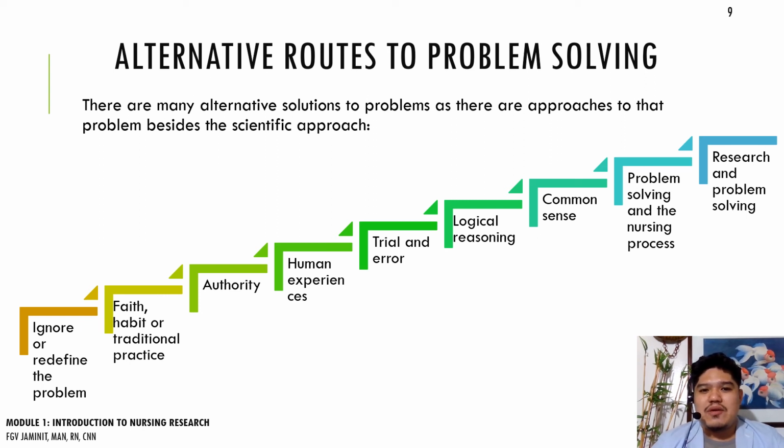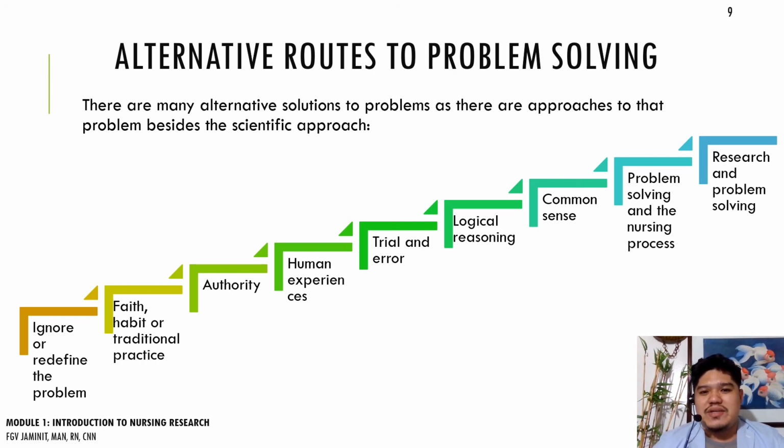Thirdly, would be the authority. So some solutions come from other people's expertise. So next would be human experiences. Your problem solving skills may be affected by previous or past experiences. Trial and error, of course. You may be trying to solve problems, and when you fail, you try to solve it again.